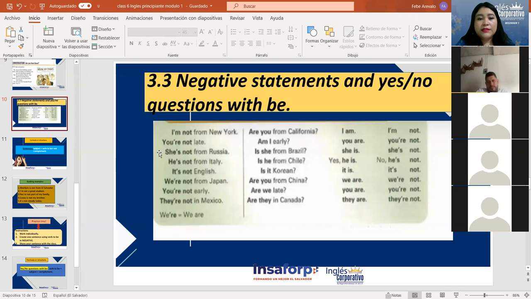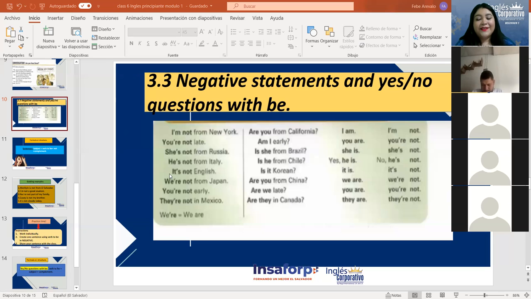Okay, vamos a practicar solo con esta parte. Let me have René Girón. You are going to read 1 and 2, please. Sentences 1 and 2. I am not from New York. You are not late. Thank you. Amber Dominguez, 3 and 4. She's not from Russia. He's not from Italy. Thank you. Alba Torres, 5 and 6. We're not from Japan. You're not early.